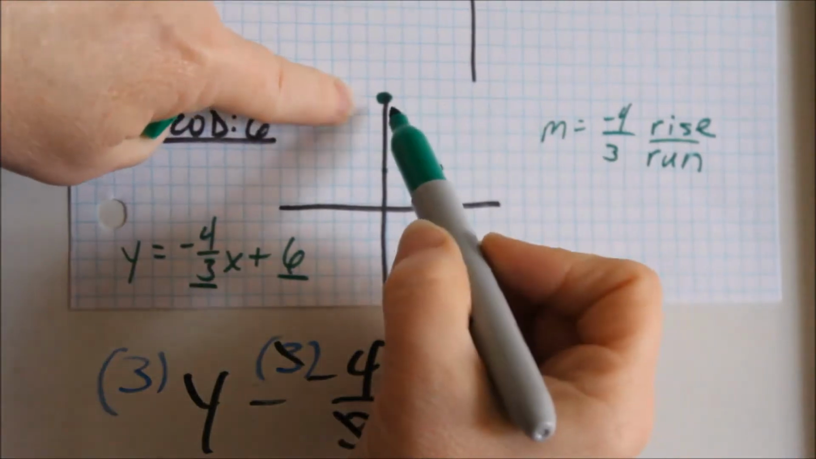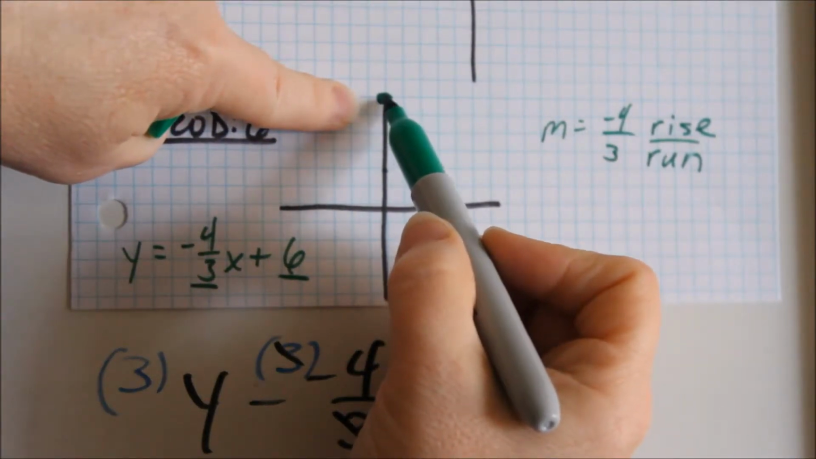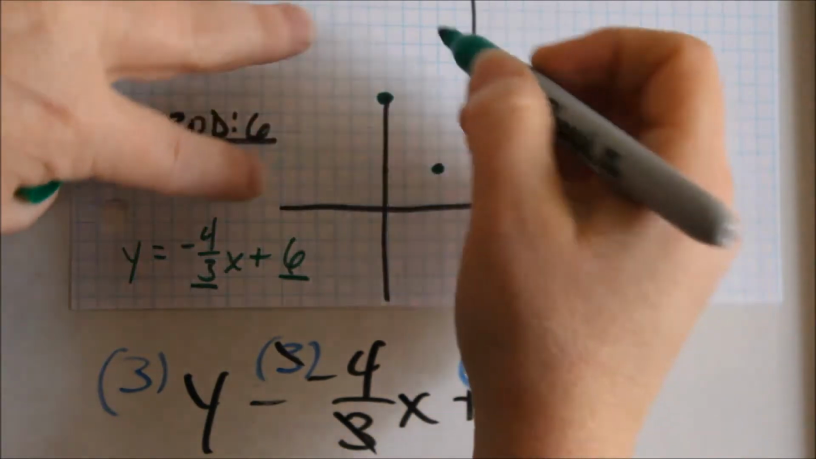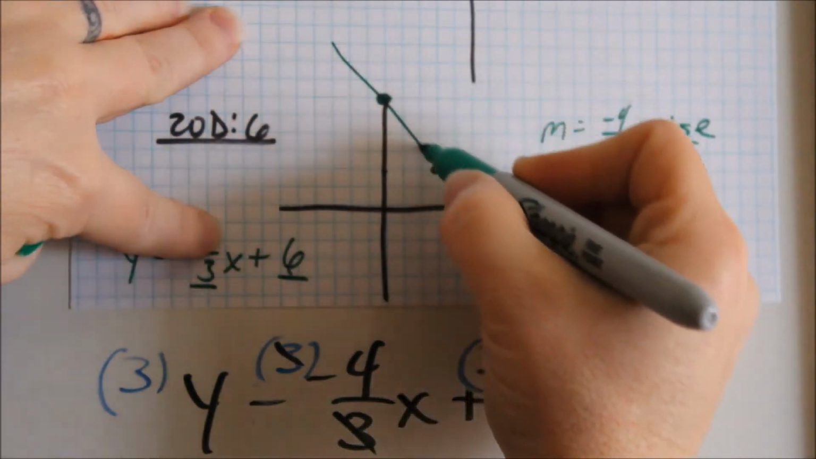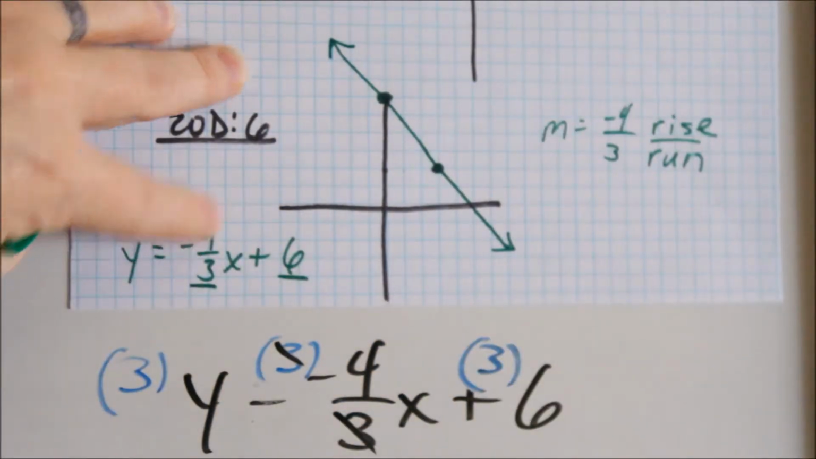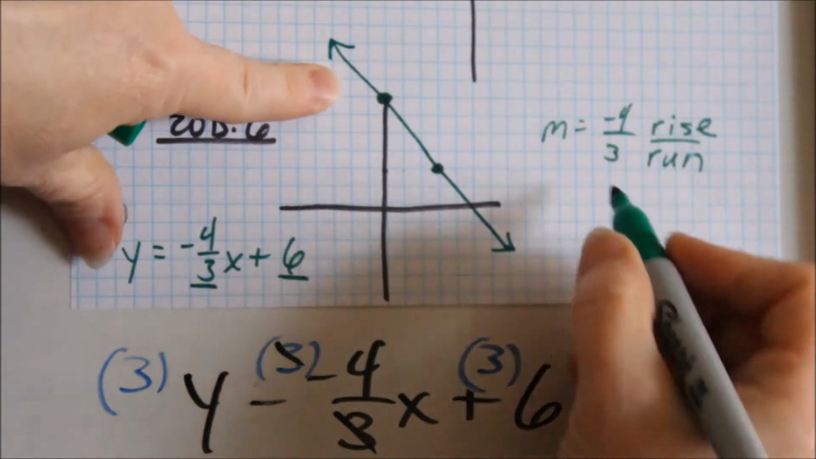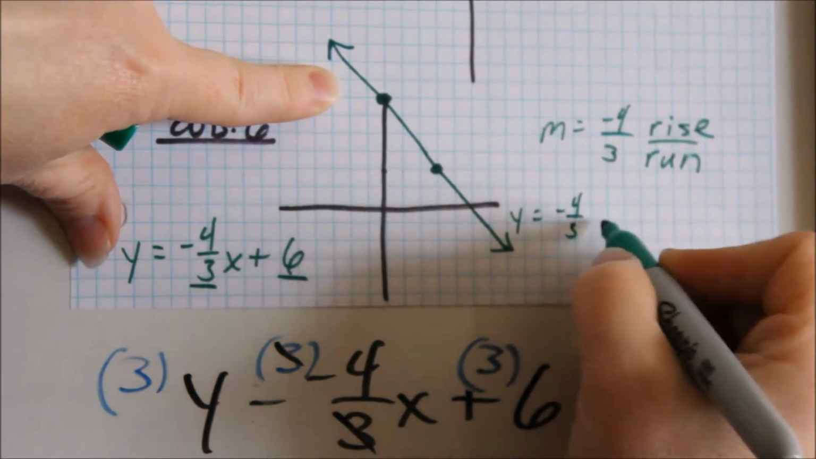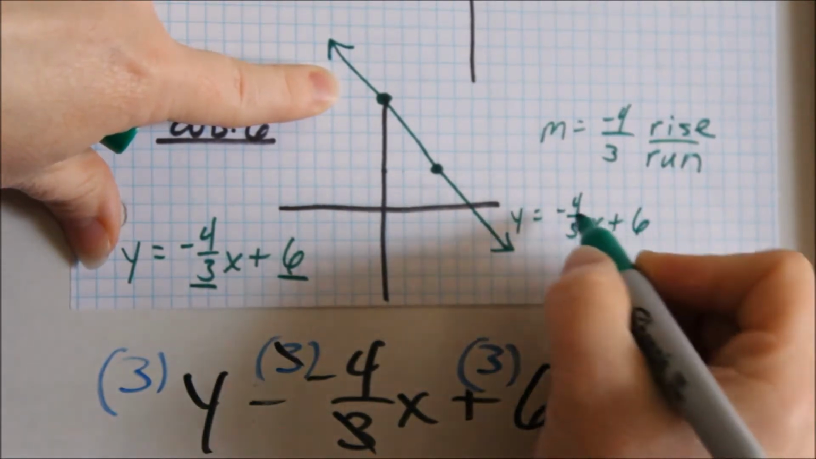So again, from your y-intercept, you count your rise and your run. Go down 4, over to the right 3, and that's your second point. And from that, you can draw your line. Mine's not very straight. You guys can use a straight edge. So this line represents the equation of y equals -4/3 x plus 6.